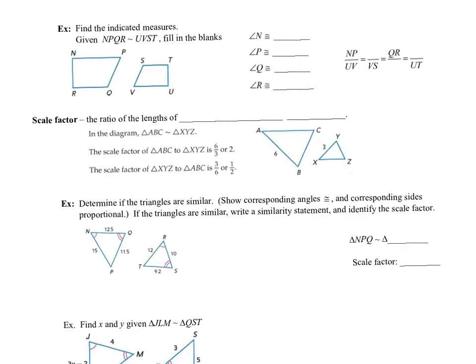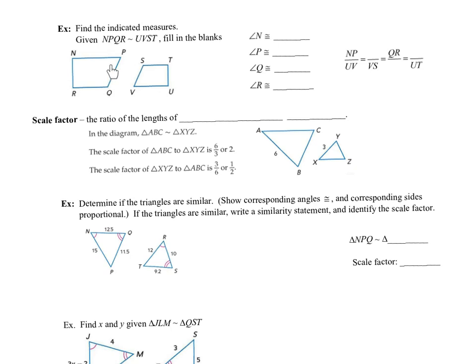Okay, so let's use the definition of similar polygons to do this example. Find the indicated measures. Okay, we're given that quadrilateral NPQR, oh, by the way, this is the symbol for is similar to. I forgot to mention that when we were talking about the definition. So this little squiggle means similarity. So we have quadrilateral NPQR is similar to quadrilateral UVST. So let's fill in these blanks.